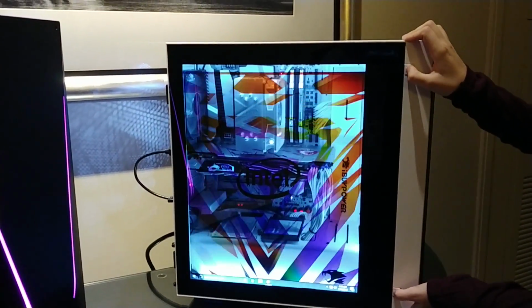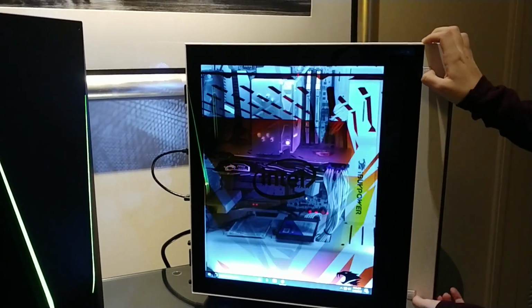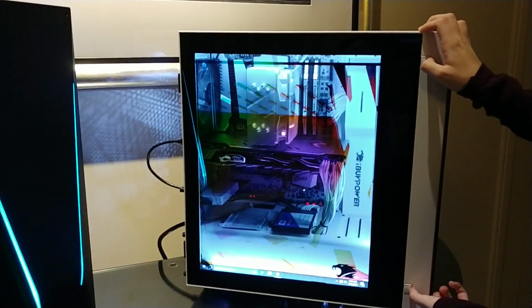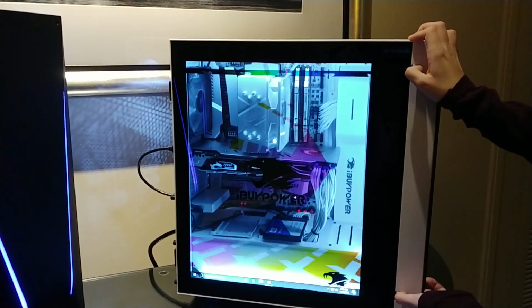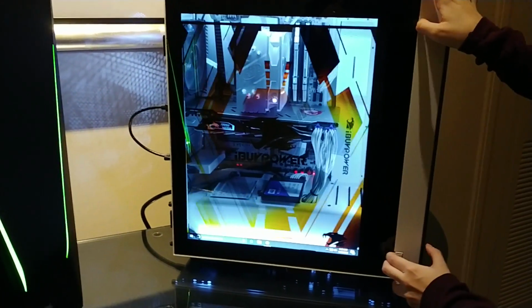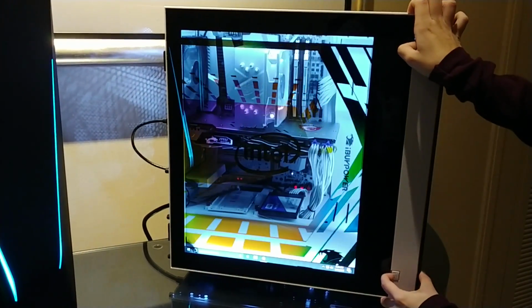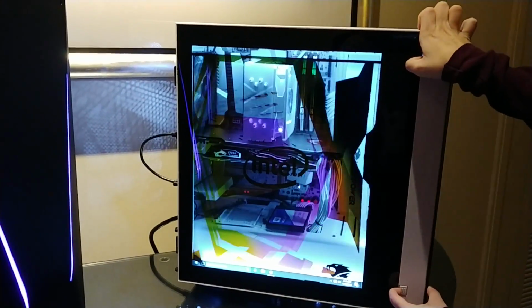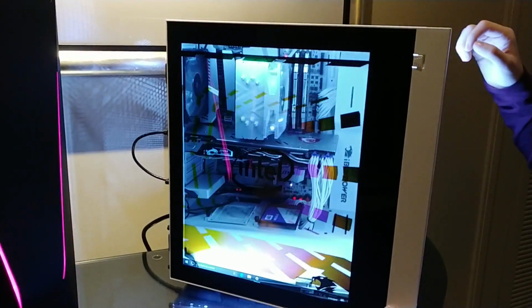Did I hear that it's 4K? No, it's not. I wish it could be. This one's actually a lower resolution panel. I think it's 1024 by 1280, and that's mostly important because of the aspect ratio.